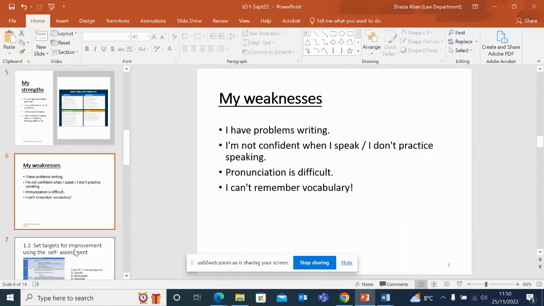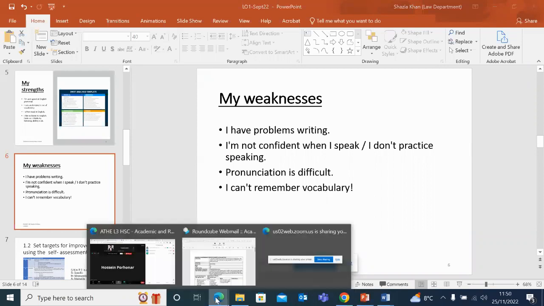Do you have some of these problems, any of you? Surely we have. Yeah. Some people struggle with writing. Some people struggle with their speaking. And I think sometimes when you speak, it's because you don't have confidence. You might be saying things wrong. Yeah. And sometimes I can't remember vocabulary. Yeah. Is that you? Can you not remember?